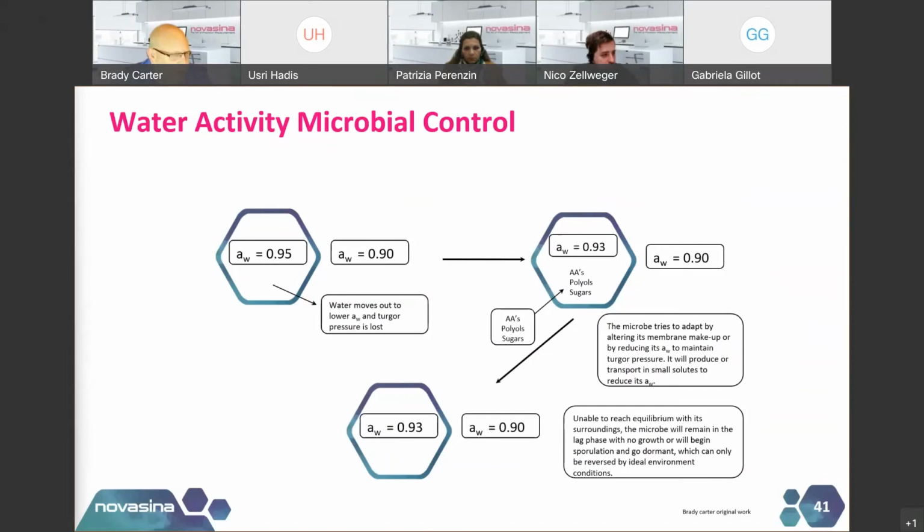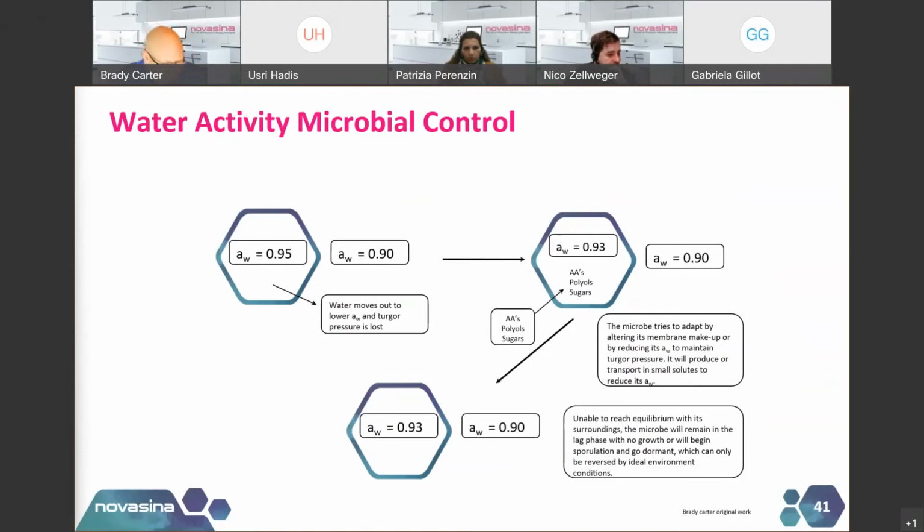But if it encounters an environment where the water activity is lower, the problem now is that water moves out of the cell, again, moving from high to low, which reduces the turgor pressure of that cell. And without that turgor pressure, it's not able to function properly and go through its metabolic processes. And so it stops reproducing and growing. And it's forced to go into a dormancy state.